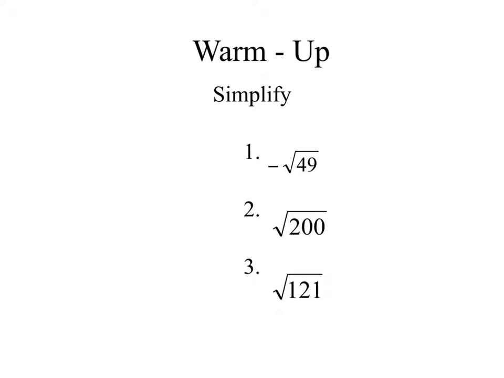Because 49 is a perfect square, we know that the square root will be 7. Because the negative was outside the square root symbol, that negative is going to come along with the 7. Square root of 200, when you plug it in the calculator, you get 14.1. We typically round to the tenths place, or one number past the decimal point, unless you're specifically told to do otherwise. And the square root of 121, again, a perfect square, you're going to get 11.